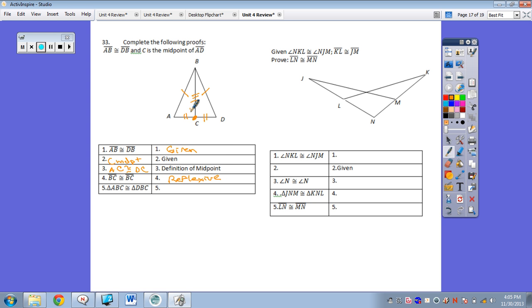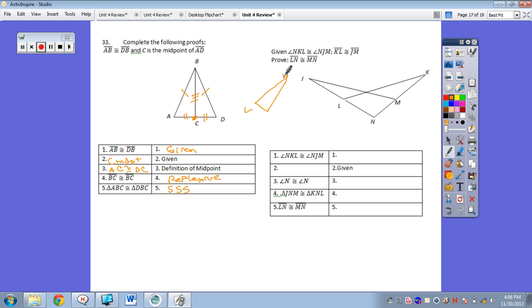Alright, you have three things in one triangle, three things in another triangle. We now know the two triangles are congruent by side, side, side, because you have three sides in one and three sides in another. Alright, the second proof, you have two overlapping triangles, so the first thing I'm going to do is separate them like we normally do.